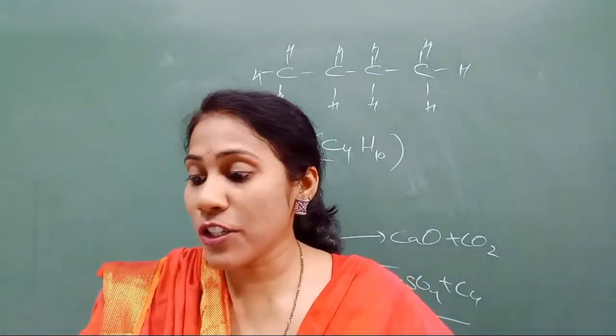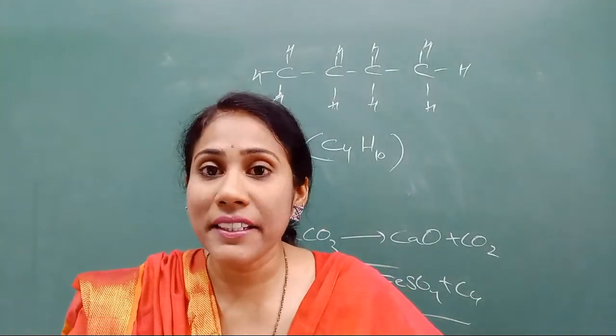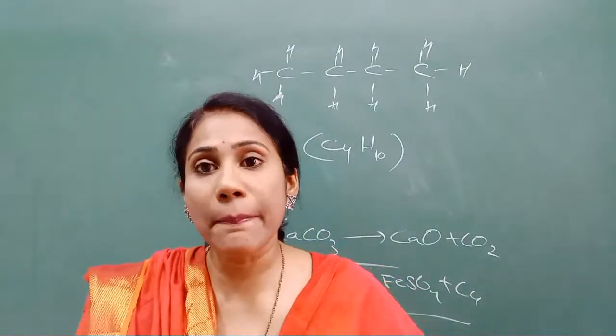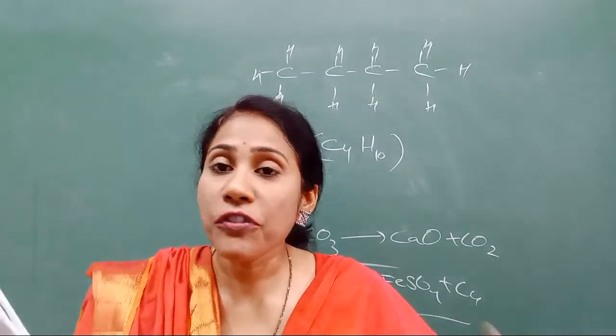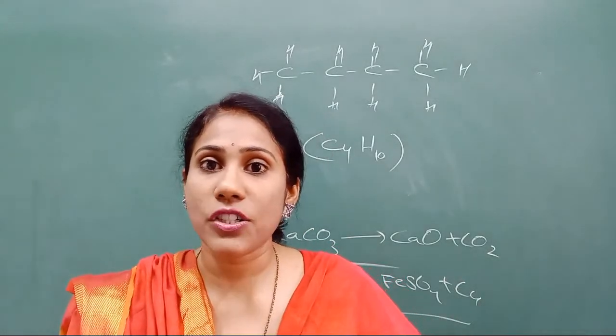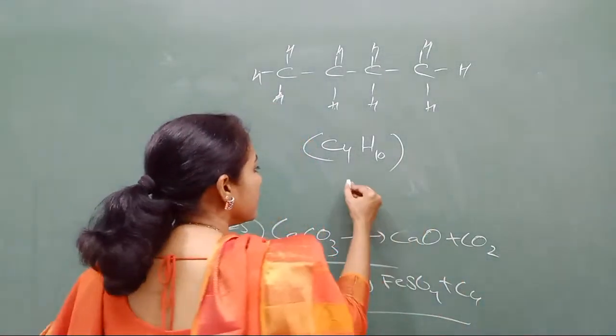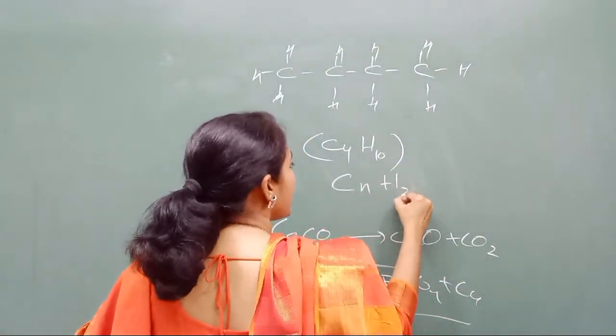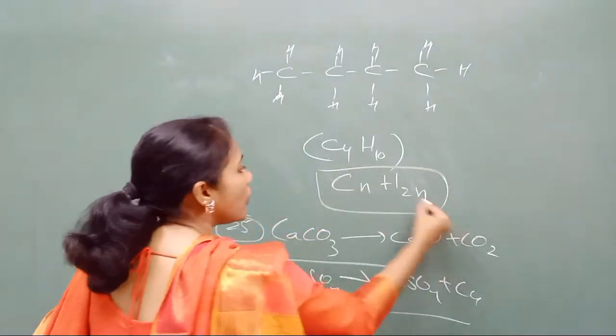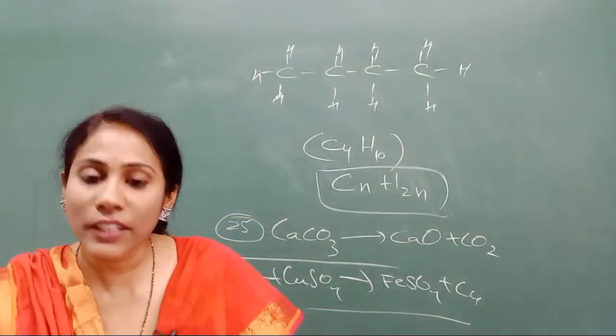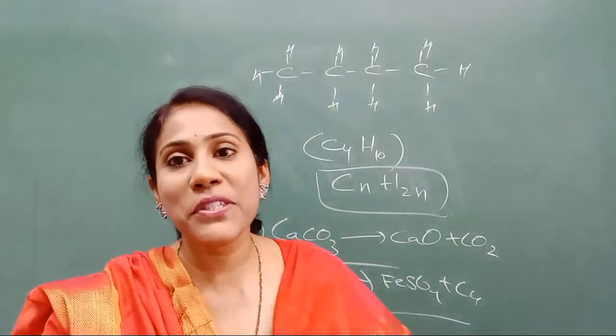Next, the B question is also much simpler. What is catenation? Self-linking capacity of carbon is called catenation. Then write the general formula of alkene. So such a simple one, CnH2n is the general formula of alkene. Okay, so this completes our chemistry part, guys.